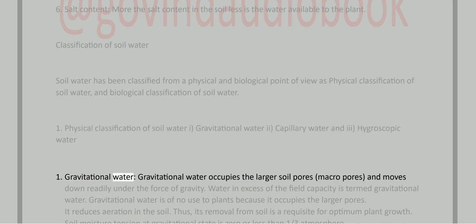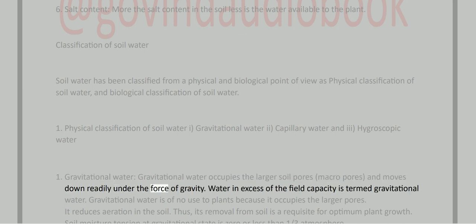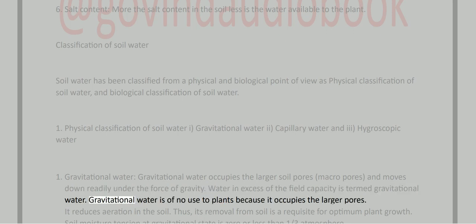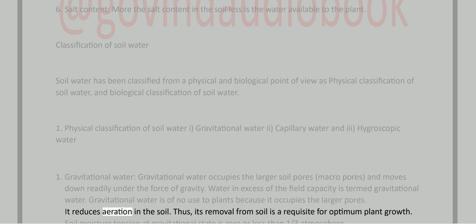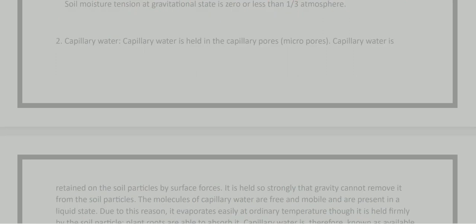1. Gravitational water. Gravitational water occupies the larger soil pores, macropores, and moves down readily under the force of gravity. Water in excess of the field capacity is termed gravitational water. Gravitational water is of no use to plants because it occupies the larger pores. It reduces aeration in the soil. Thus, its removal from soil is a requisite for optimum plant growth. Soil moisture tension at gravitational state is 0 or less than 1/3 atmosphere.